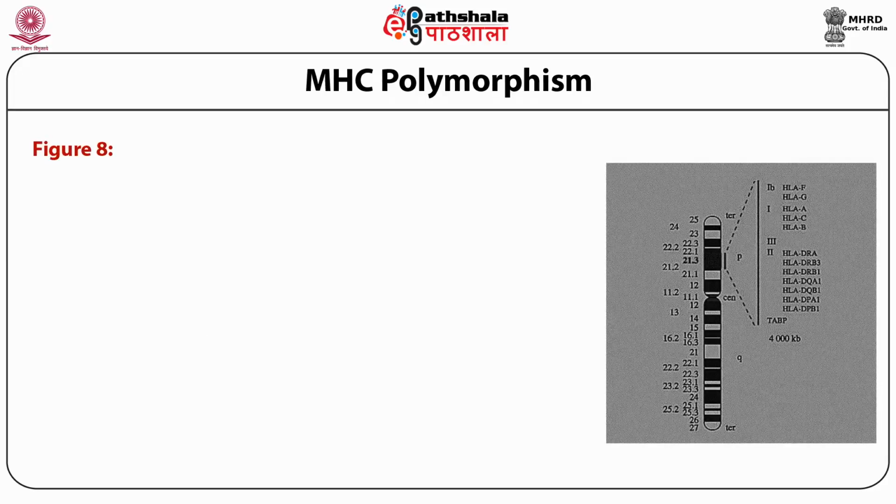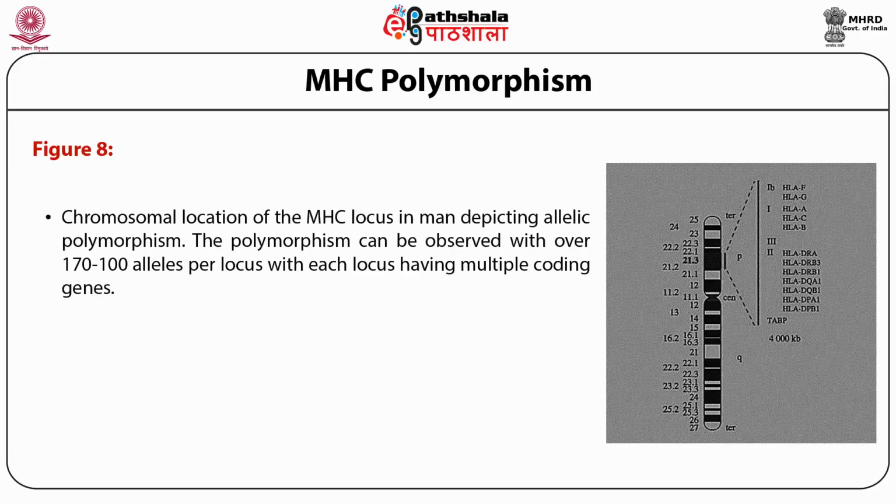Here we depict chromosome number 6 in humans, where we can see the chromosomal location of all the MHC loci, showing highly polymorphic tendencies. All the alleles of the MHC molecules show polymorphism, with over 100 alleles per locus, each of them having multiple coding genes.